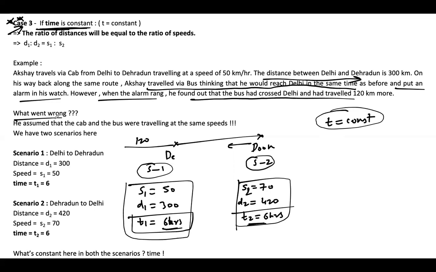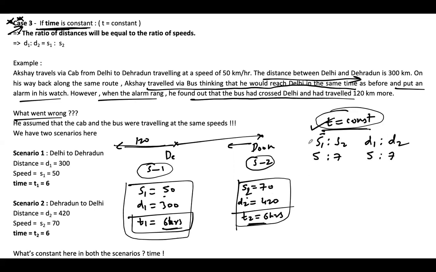So what went wrong actually? He put an alarm. Why did he put an alarm? Thinking that he'll be reaching in the same time, but he went far ahead. Why? Because he assumed that he was also traveling at the same speed. That's why. Time is constant, so the speeds ratio S1 is to S2, which is 5 is to 7. And see the ratio of distances, 300 is to 420. 6 5s are 30, 60 7s are 42, so 5 is to 7.